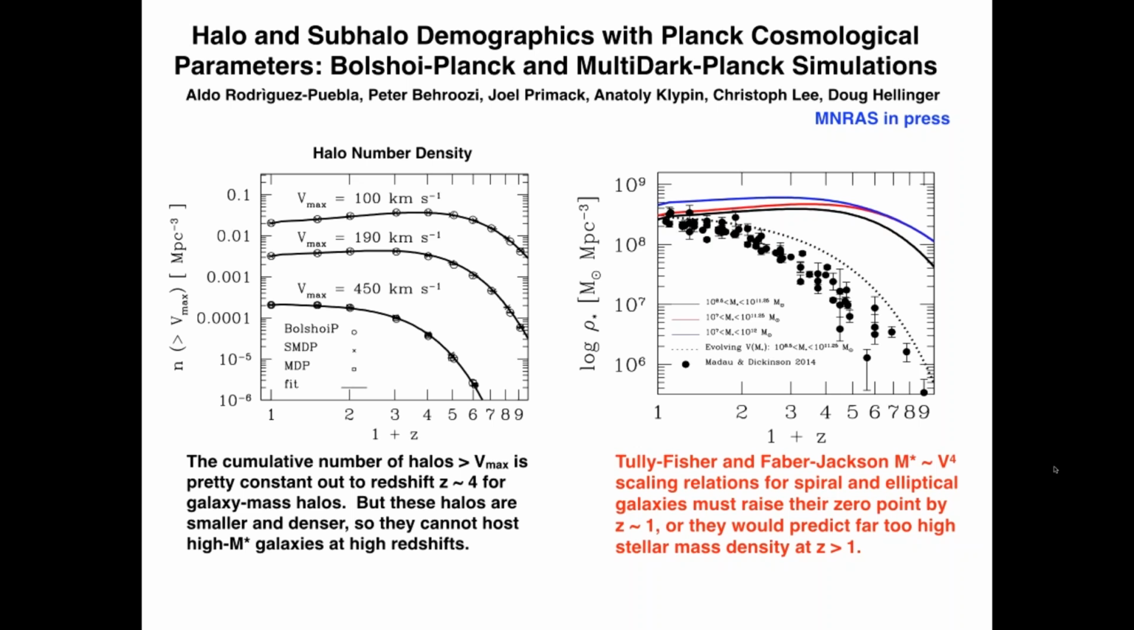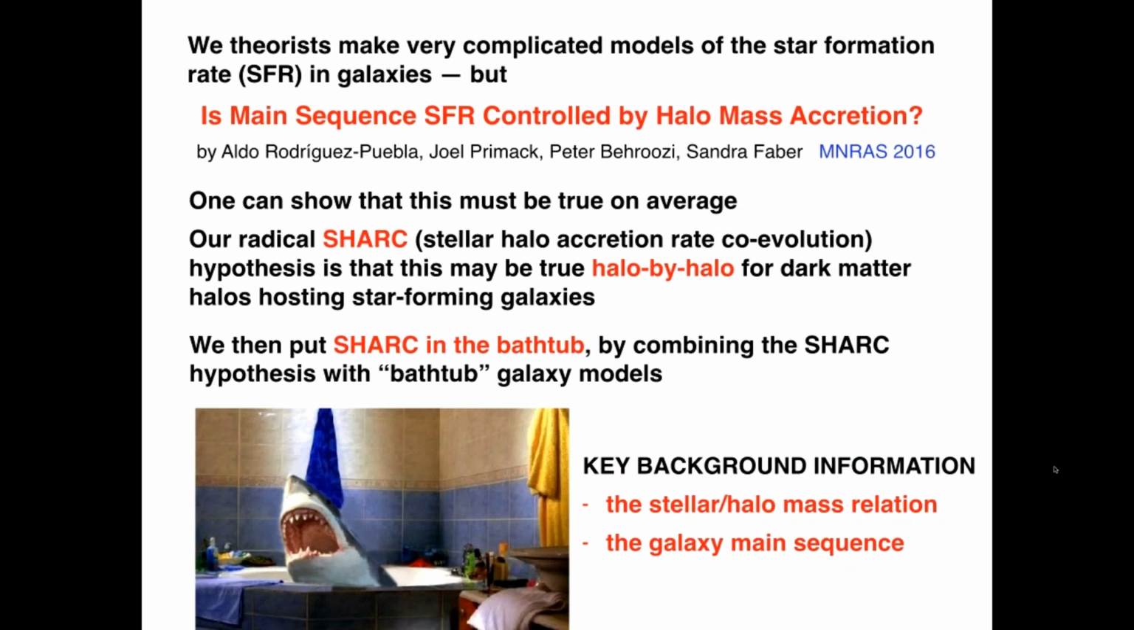Now I want to talk about SHARC. We make very complicated models of the star formation rate in galaxies, but the SHARC idea is putting forward the possibility that star formation is controlled by halo mass accretion when galaxies are on the main sequence of star formation. We're going to show in just a moment that this must be true on average. Now, the radical assumption is that this could be true halo by halo for dark matter halos hosting star-forming galaxies. If that's the case, it's a tremendous simplification of our understanding of how galaxies form stars.